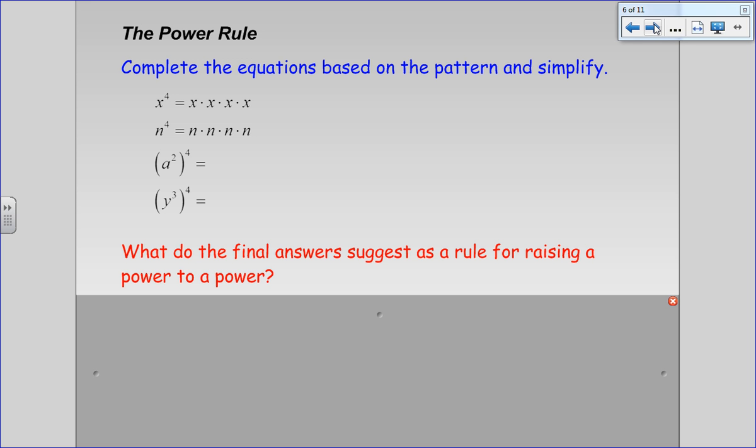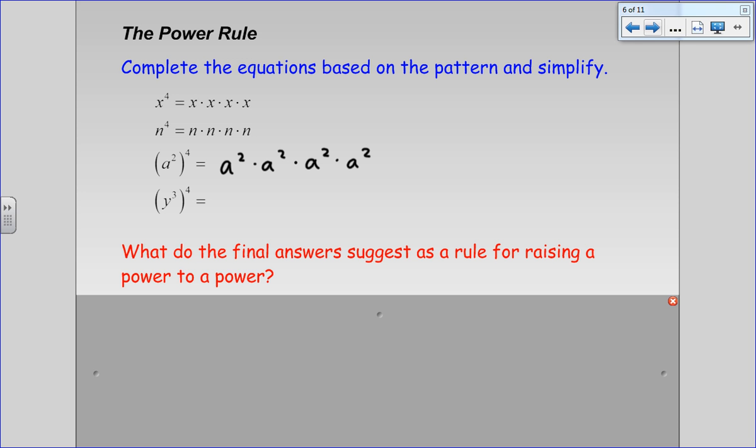Let's look at one more property of exponents. This is called the power rule, and it applies when raising an exponential expression to another power. Let's look at the pattern shown on the slide. X to the 4th power is that base x multiplied by itself 4 times. N to the 4th power, similarly, would be n used as a factor 4 times. So if we have an exponential expression as our base, such as in the third equation, a squared to the 4th power should be a squared used as a factor 4 times.